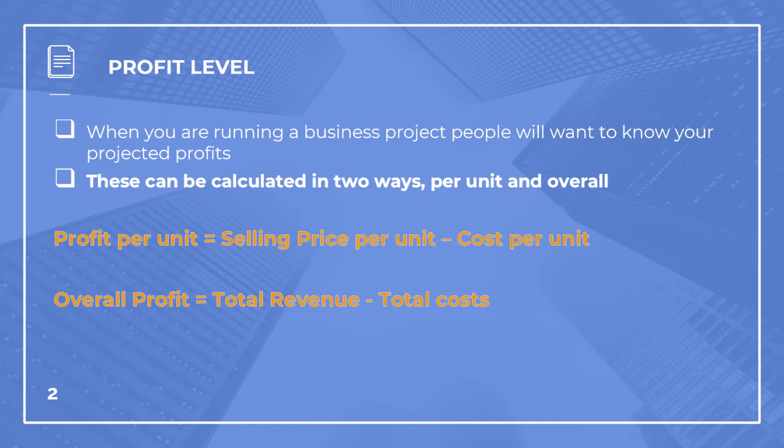There's two ways that we need to do this. One is per unit. If you are selling a product, it's very easy to calculate. If you're selling a service, it's not much more difficult. And then you've got your overall profit, which is also very, very important. So your profit per unit is equal to your selling price subtracted by your cost per unit. The overall profit is equal to your total revenue coming into the company minus your total costs, all of your expenditure.